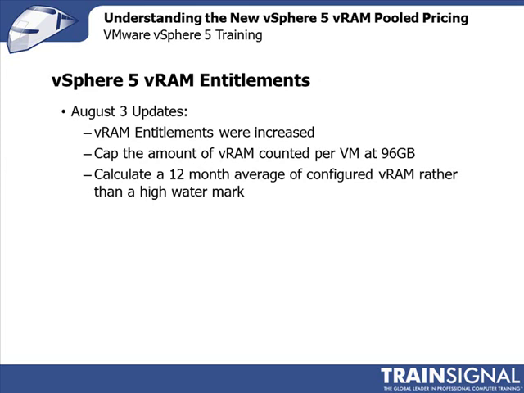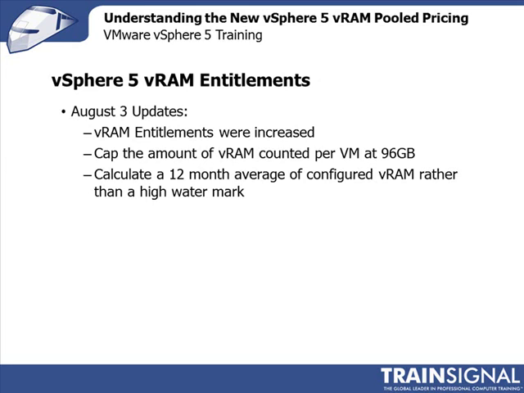They announced that the vRAM entitlements would be increased, and I've actually reflected that already in the previous slide where I covered each of the different versions and what amount of vRAM they were entitled to. So the vRAM entitlements were significantly increased, and then they're capping the amount of vRAM that's counted per virtual machine at 96 gigabytes. So part of vSphere 5 was this monster virtual machine that could have up to 1 terabyte of configured vRAM. Well, everybody said that was great, but they were also estimating that the cost in vSphere licenses would be something like $40,000.